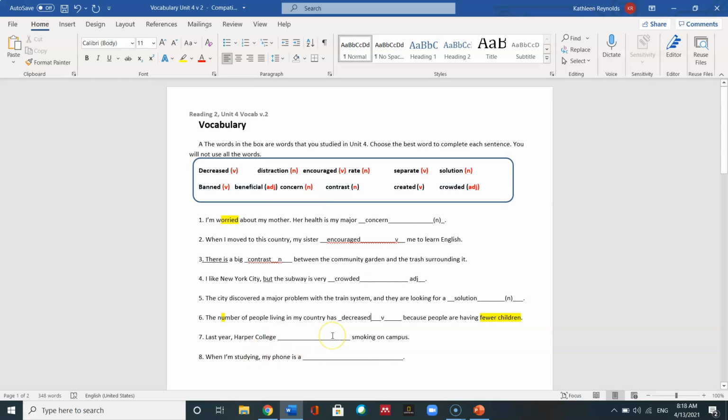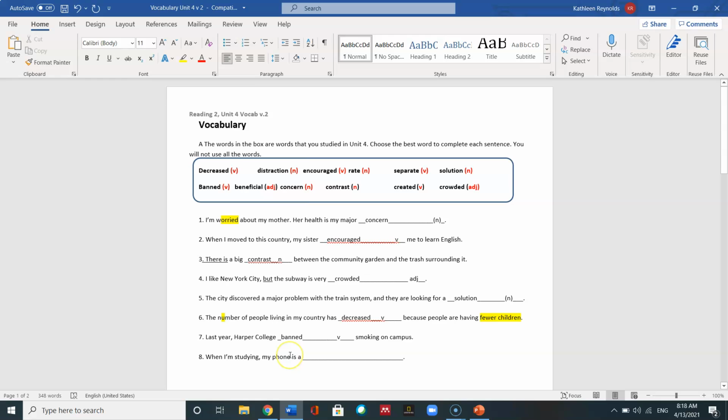Last year, Harper College something smoking on campus. Here we need a verb because the sentence doesn't have a verb. So could we say "decreased smoking on campus"? It's possible to decrease smoking. However, we already used "decreased" here, and also it doesn't make sense to decrease smoking. It makes more sense to stop. So hopefully you know that "banned" is the word that means stop.